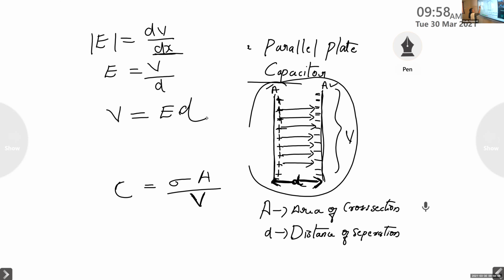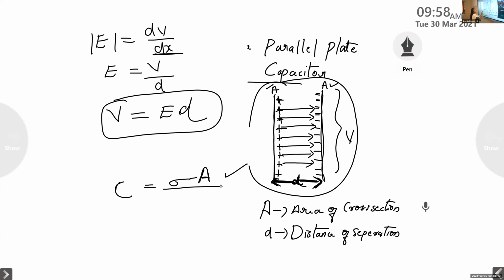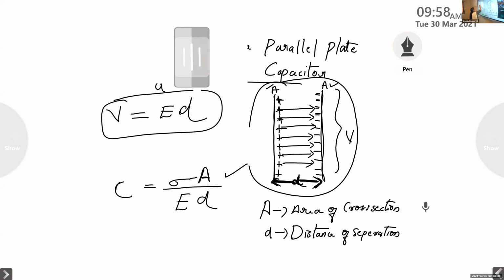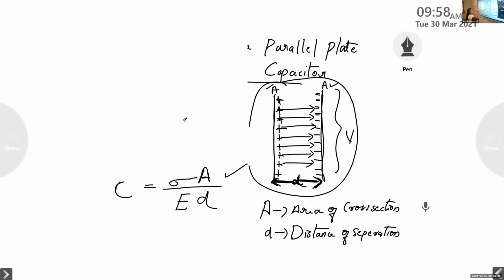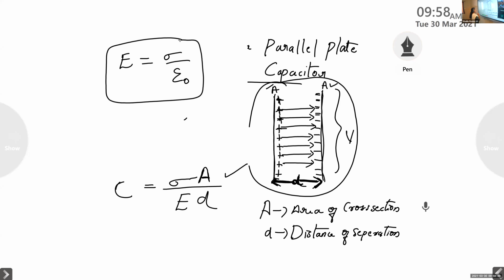Now substitute the value of this V into this equation for capacitance. So it becomes C is equal to sigma A divided by ED. Initially we started this derivation by considering the electric field of this capacitor. According to that equation, the electric field E is equal to sigma by epsilon 0. So we can substitute this value of E is equal to sigma by epsilon 0 here.